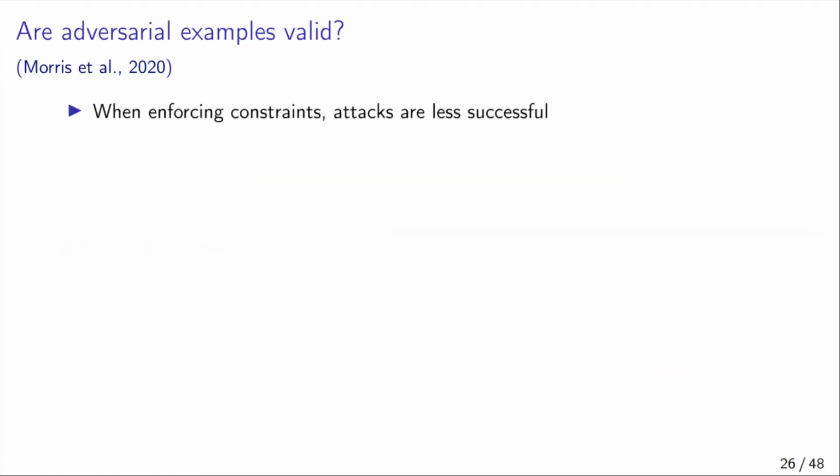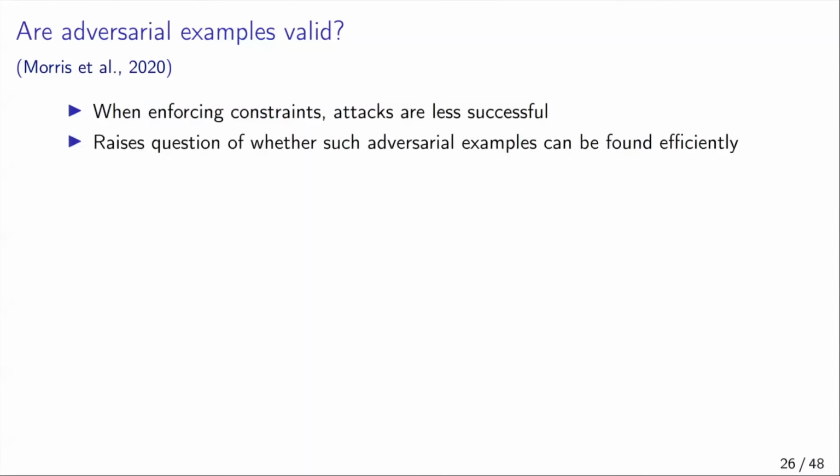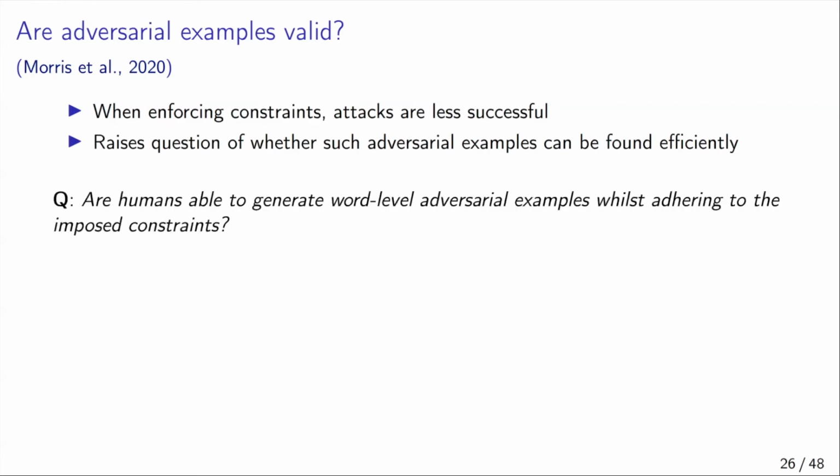What is then done in this work is that they use certain methods to enforce those constraints, to make the attacks conform more to those constraints. And as a result, the attacks became less successful. This raises the question of whether such adversarial examples can actually be found efficiently. And this is what we were interested in this work.